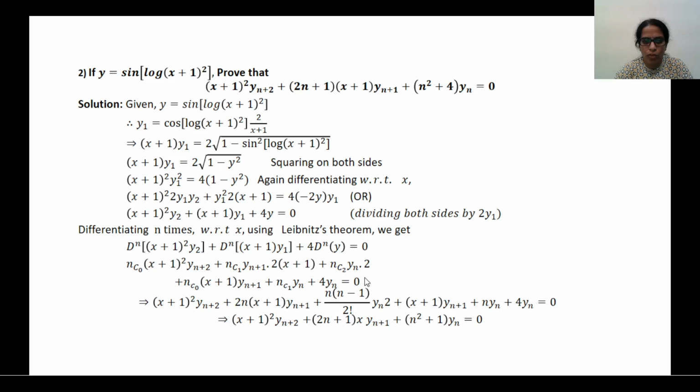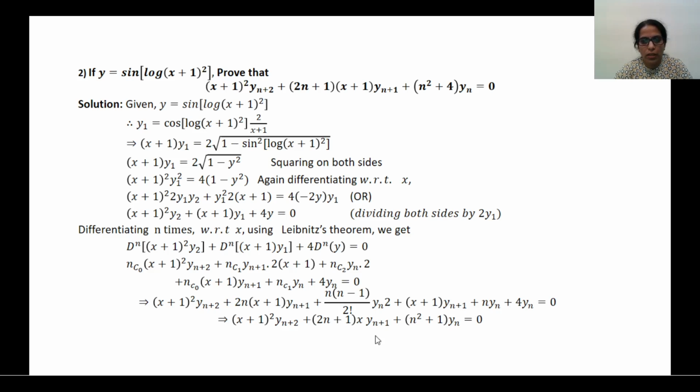Right. Now what is nc0? It's 1. What is nc1? It's n. What is nc2? It's n into n minus 1 by 2 factorial. Again here also nc0 is 1, nc1 is n. Now further simplify this. You will get some common terms. Here you have yn plus 1, and here also one more yn plus 1.